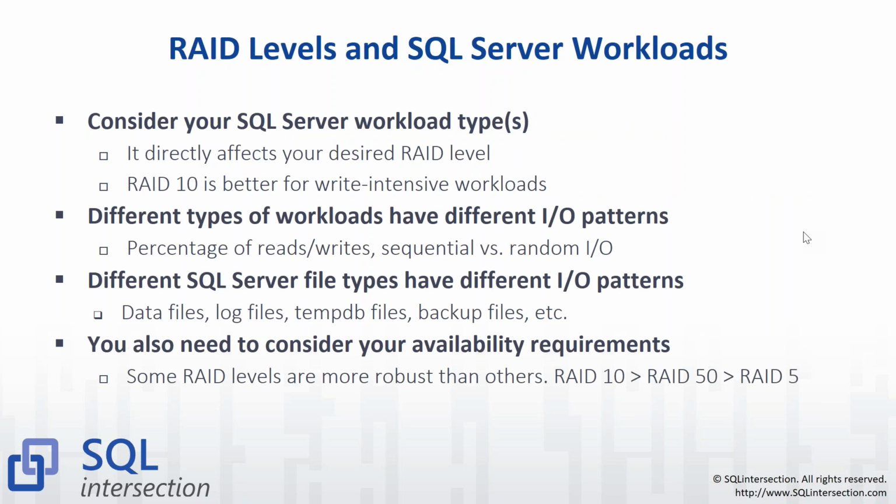If you know that you're doing lots of writes, for example, then you want to avoid the parity-based RAID levels like RAID 5, RAID 6, and RAID 50, and you might want to pick RAID 10 or RAID 1 so you don't have that parity write penalty.